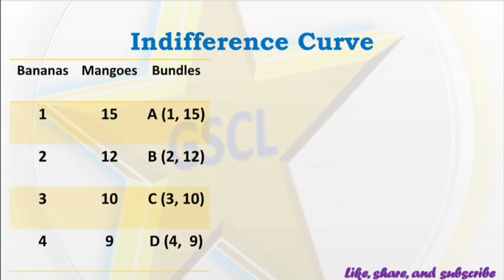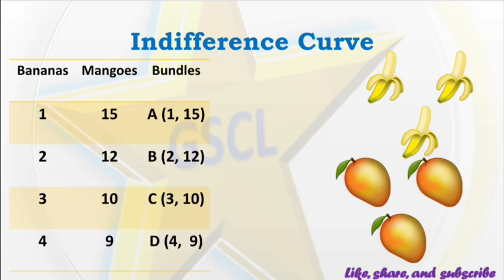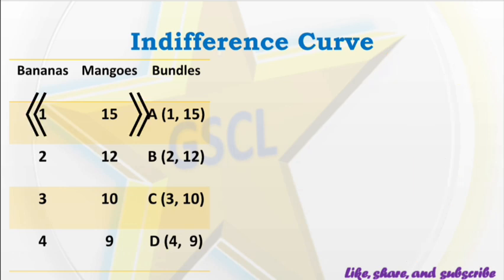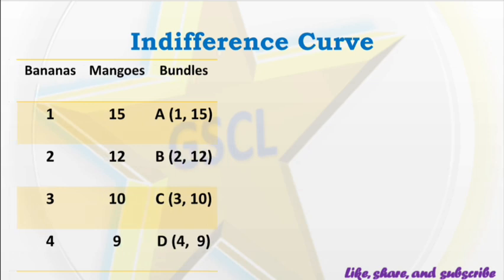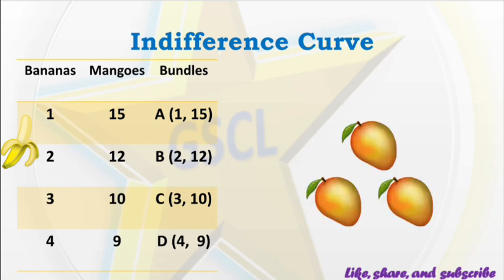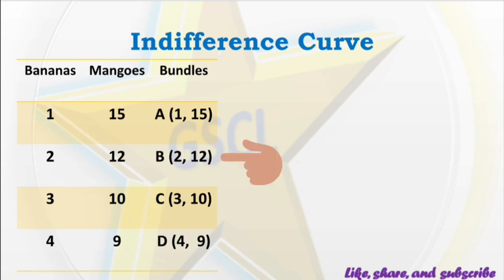Here is a schedule which expresses the preference or the choices that the consumer makes. For example, among bananas and mangoes, at the beginning the consumer prefers more mangoes than bananas. That is, 1 banana and 15 mangoes are demanded by him or her. Next, the consumer wanted to have 1 extra banana, and to have 1 more banana, he or she gave up 3 mangoes. The consumption bundle at the second situation is 2 and 12. This consumption bundle is named B.